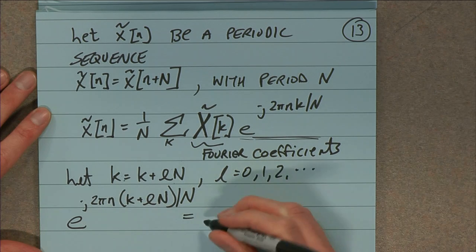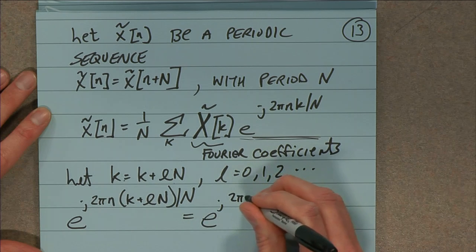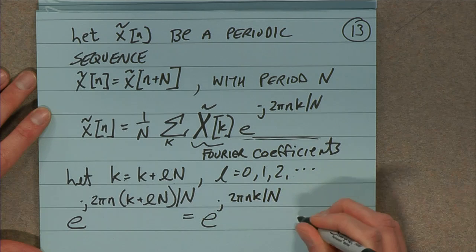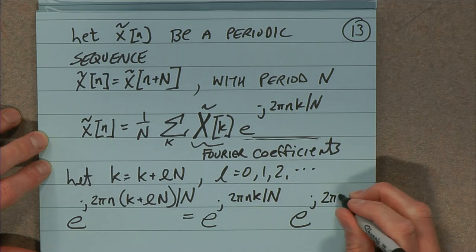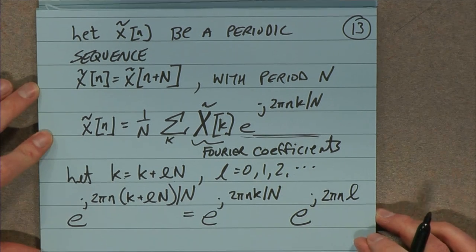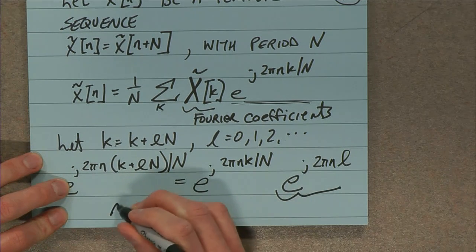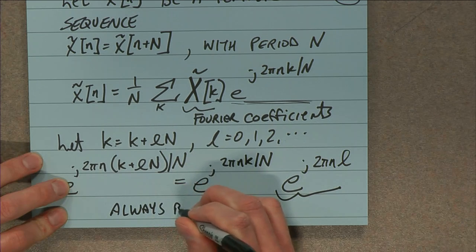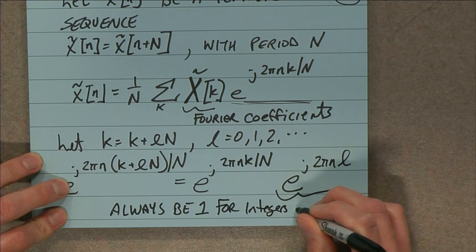Well, if we look at it that way, it's just e to the j 2 pi n k over cap N, and I'll break out the e to the j 2 pi n l N over N. Well, the cap N's cancel, right? So that just leaves me with 2 pi n l. Now you can see there's kind of a redundancy there, right? This is going to always be 1 for integers n and l.